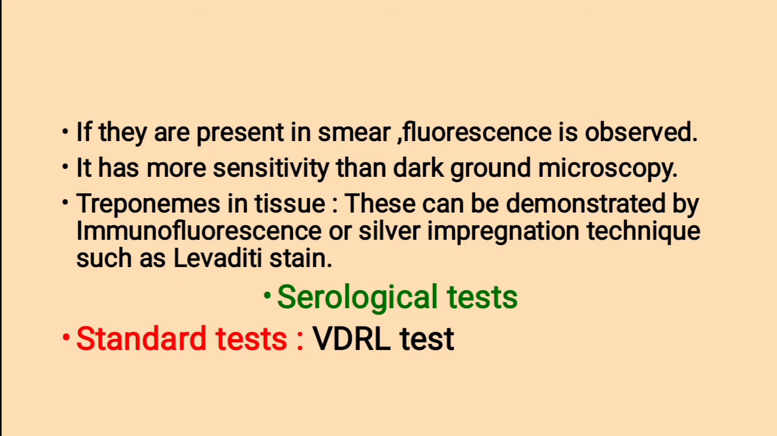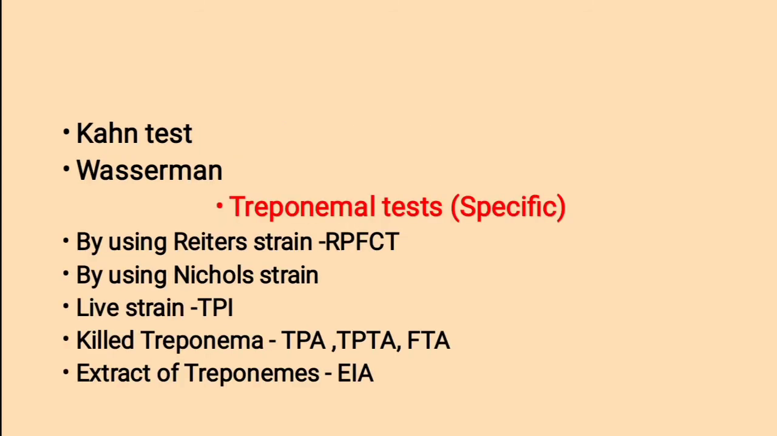What are the serological tests used for the identification of Treponema pallidum? The standard tests like VDRL test, Kahn's test and Wassermann test. Treponemal tests, that is the specific tests, include using Reiter's strain, known as RPCFT, using Nichols strain, then live strain using TPI test, killed Treponema using TPA, TPHA, FTA test, and extract of Treponemas using EIA test.